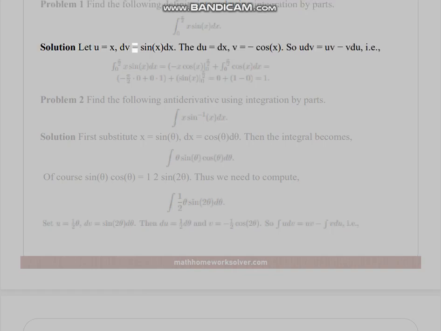Problem 1. Find the following definite integral using integration by parts. Solution: let u equals x, dv equals sin x dx. Then du equals dx, v equals minus cos x. So the integral of u dv equals uv minus the integral of v du.